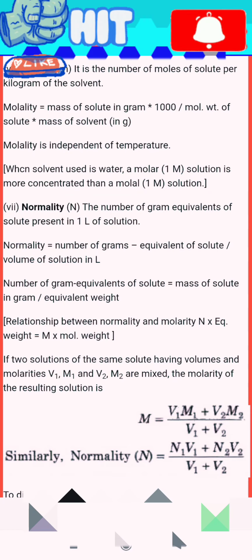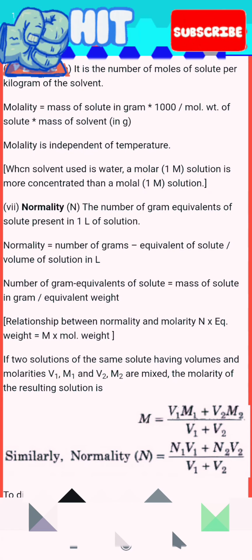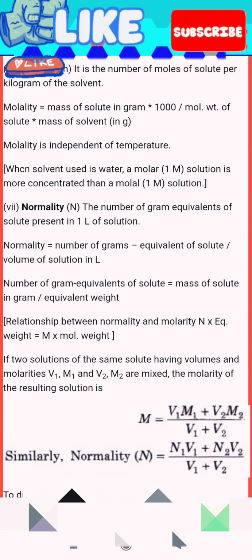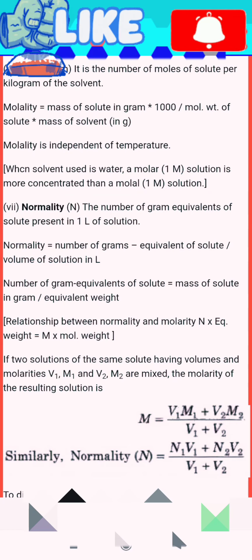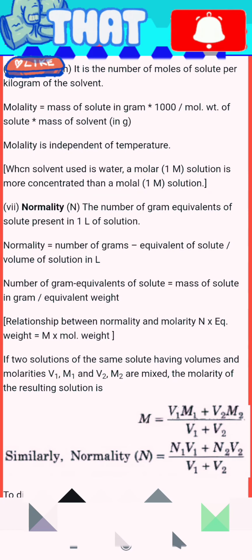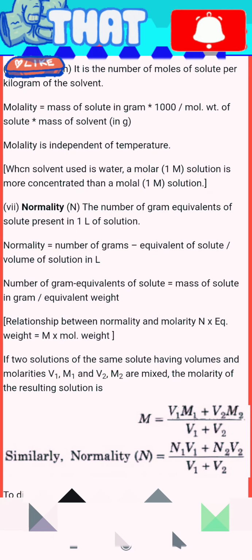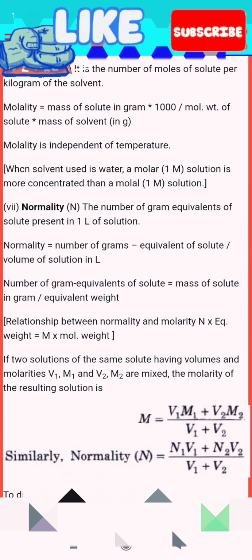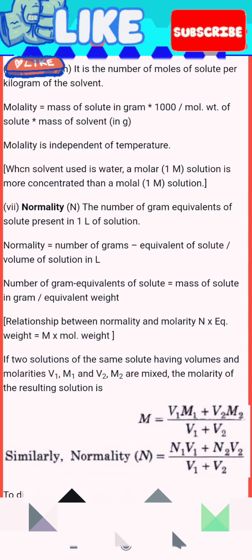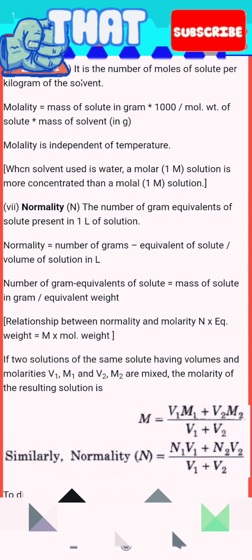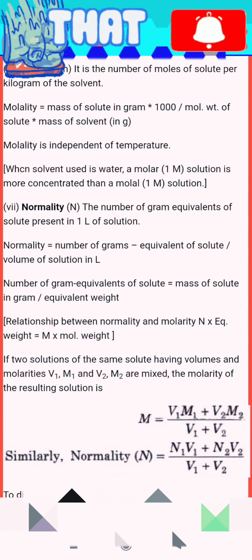Normality. The number of gram equivalents of solute present in 1 liter of solution is called normality. Normality equals number of gram equivalents of solute upon volume of the solution in liters. Number of gram equivalents of solute equals mass of solute in grams upon equivalent weight. Relationship between normality and molarity: N into equivalent weight equals M into molecular weight.